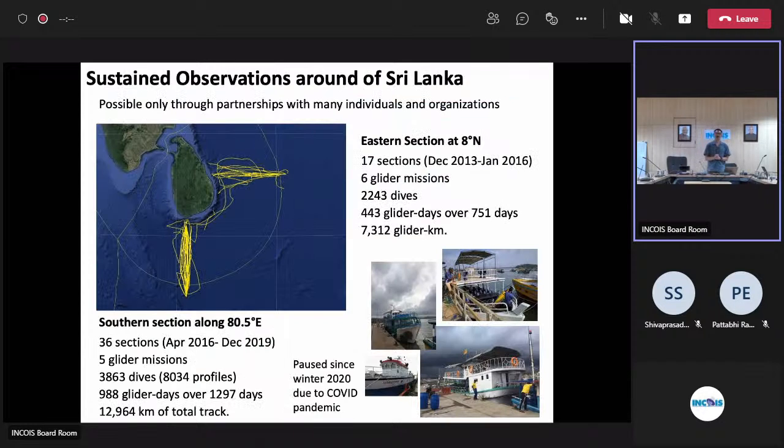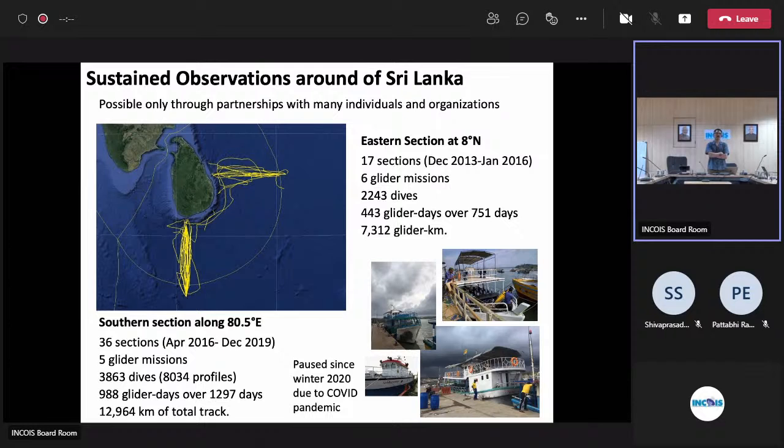So what you see here is Sri Lanka, obviously, in the map. And the yellow lines indicate repeat occupations of sections by gliders. You can see that we occupy one section at 8 North, which we call the Eastern Section. And that was designed to look at the boundary current flowing north-south offshore of the coast of Sri Lanka. That was occupied between December 2013 and January of 2016. 6 glider missions, over 2,000 dives, right?